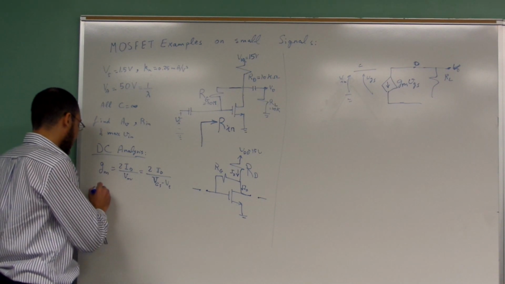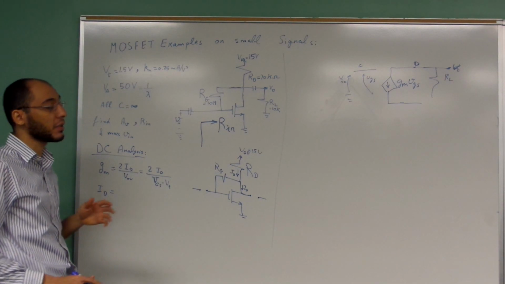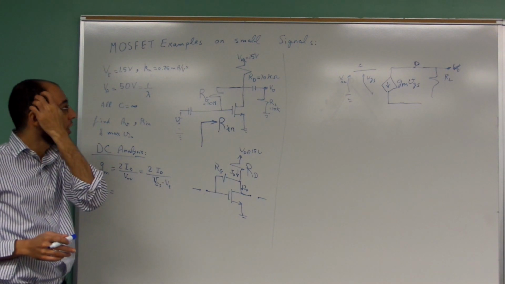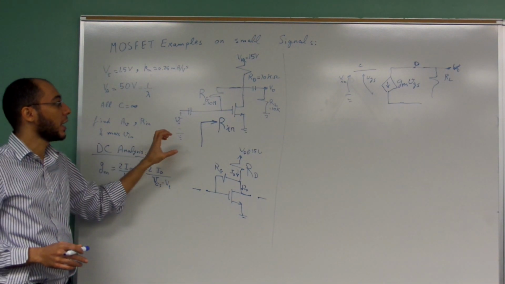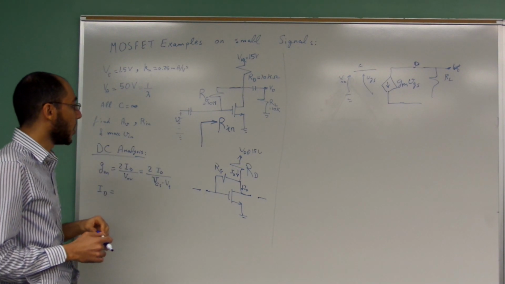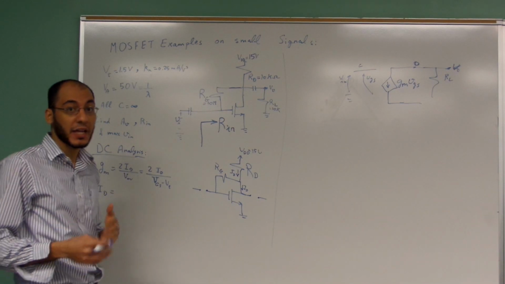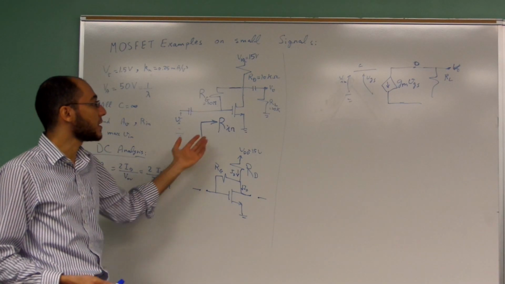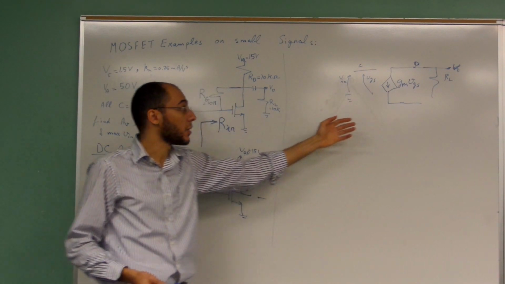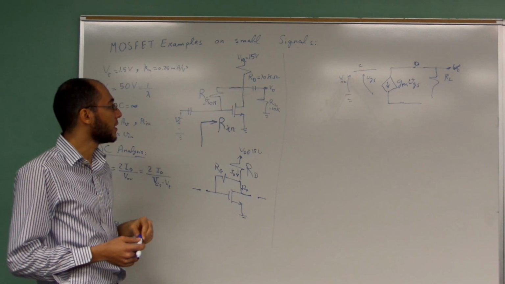So let's find what ID is. ID equals, of course you can fairly assume that the transistor is operating in saturation. Whenever we are operating the transistor as an amplifier, it's operating in the saturation regime. Why? Because the transistor acts as an amplifier when it is in the saturation regime. You cannot draw the small signal AC model unless the transistor is acting in the saturation regime.